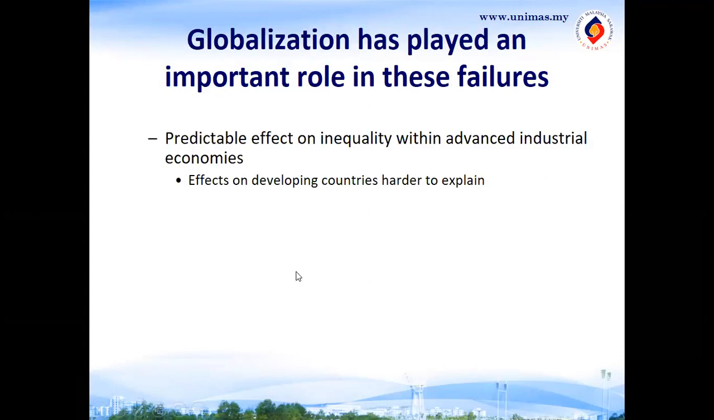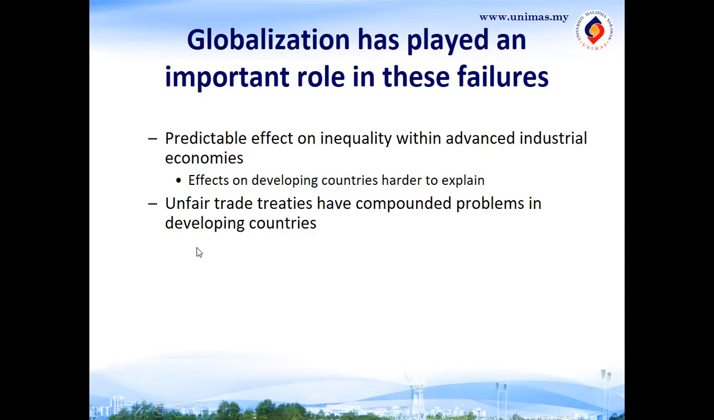Nevertheless, globalization had an important role in these failures. Ya, dari failure tadi adalah ada kaitan dengan globalisasi, di mana the inequality was predictable within the advanced industrial economies, whereas the effects on developing countries are slightly difficult to explain. Ya, jadi di negara yang sudah maju, it's quite easy to see, but in developing countries, and this has to do with a lot of things, the social, cultural factors, and also because of unfair trade treaties between developed countries, which also contributed to the problems of the developing countries as well.